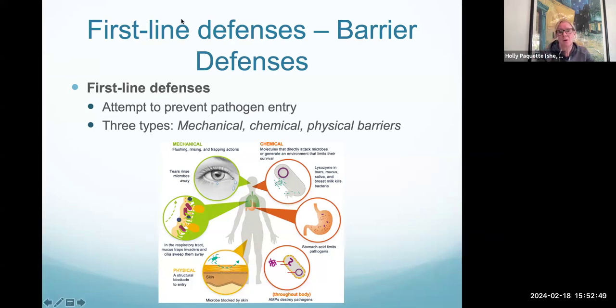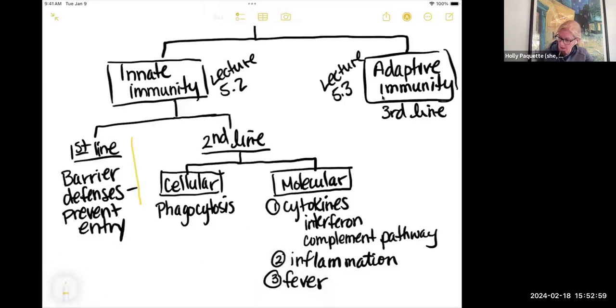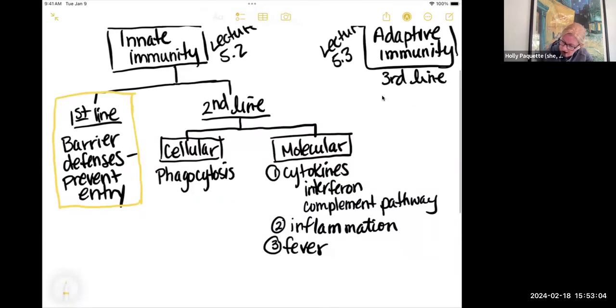So if we were to go to our whiteboard, that would have been this very first part. This was what we were talking about here, was our first line of defense, right? And we talked about the fact that you could have mechanical, you could have chemical, and you could have physical barriers. Okay, and that kind of takes care of our first line of defense. And again, its whole job is to stop entry, right? Anything from entering the body.